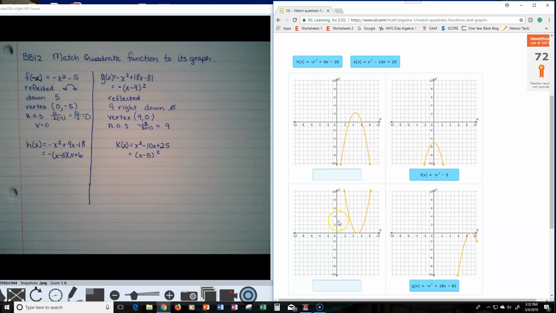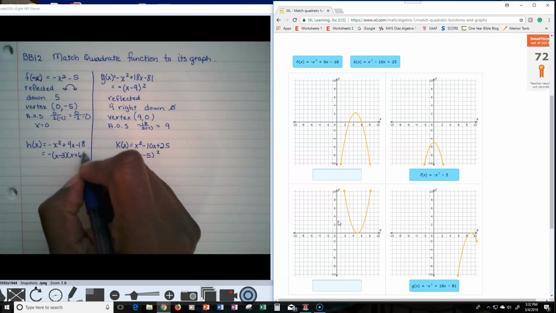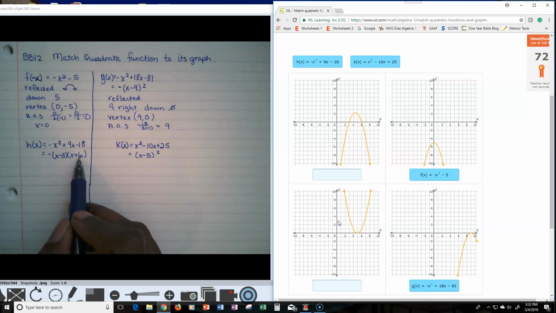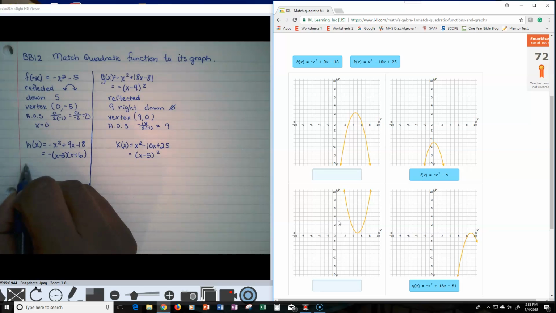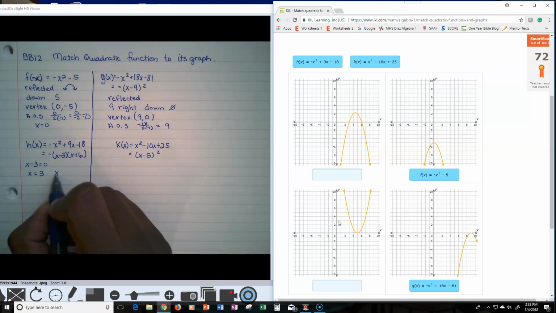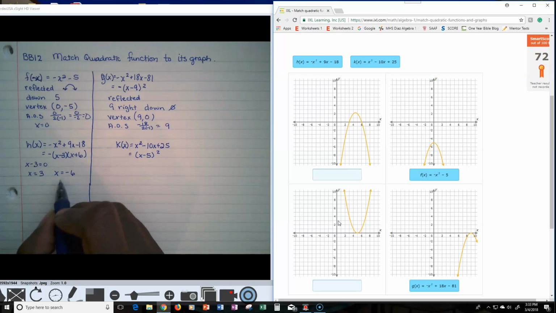All right, we've got 2 left. Well, that's kind of process of elimination. We don't have to do much with it, but I want you to get used to this process. So here I was given the zeros. So I know that one of my zeros is going to be 3 because x minus 3 equals 0, x equals 3. I know one of my zeros is going to be -6.